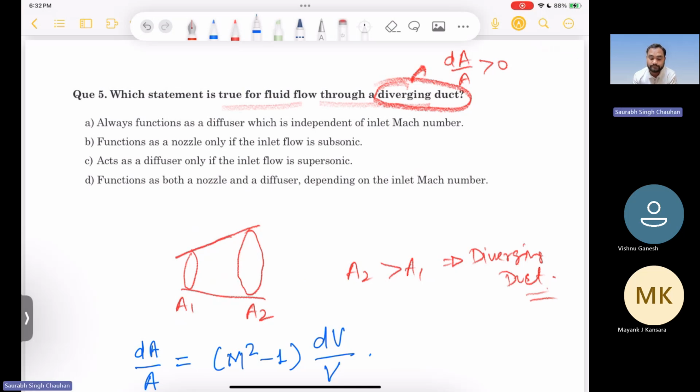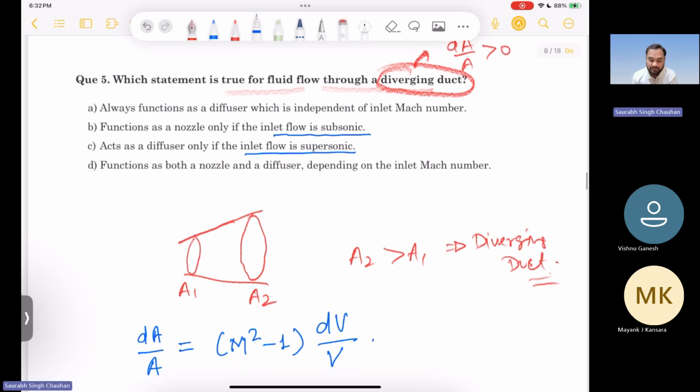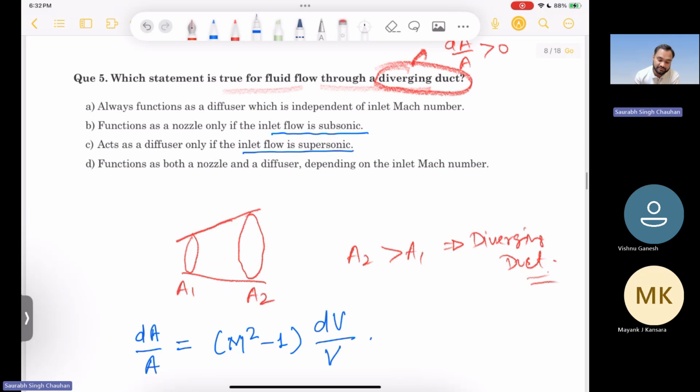Option D says functions as both a nozzle and a diffuser depending on the inlet Mach number. So this is the correct option. If the inlet flow is supersonic, then a diverging duct will act like a nozzle. If inlet flow is subsonic, then this diverging duct will act like a diffuser. So it can act like a diffuser as well as a nozzle depending on the inlet Mach number. So option D is the only correct option.